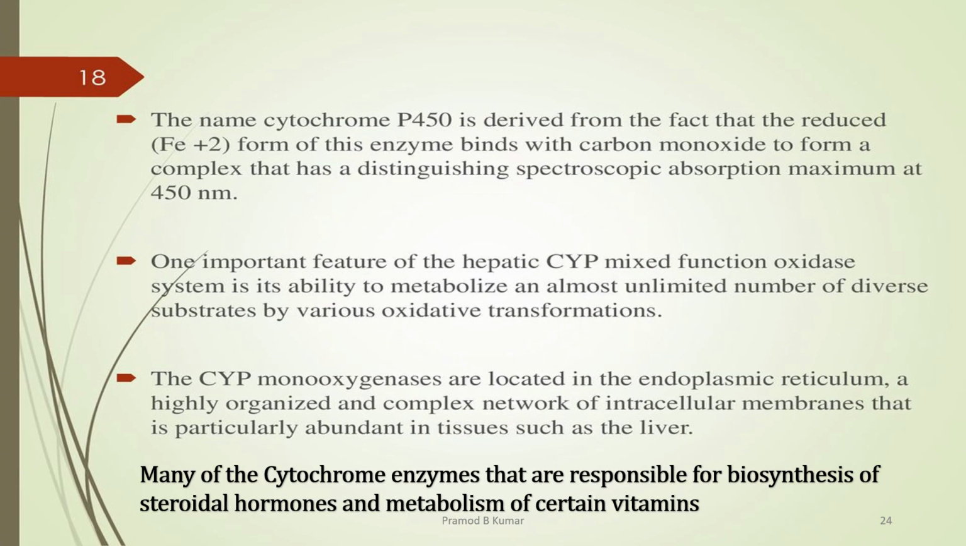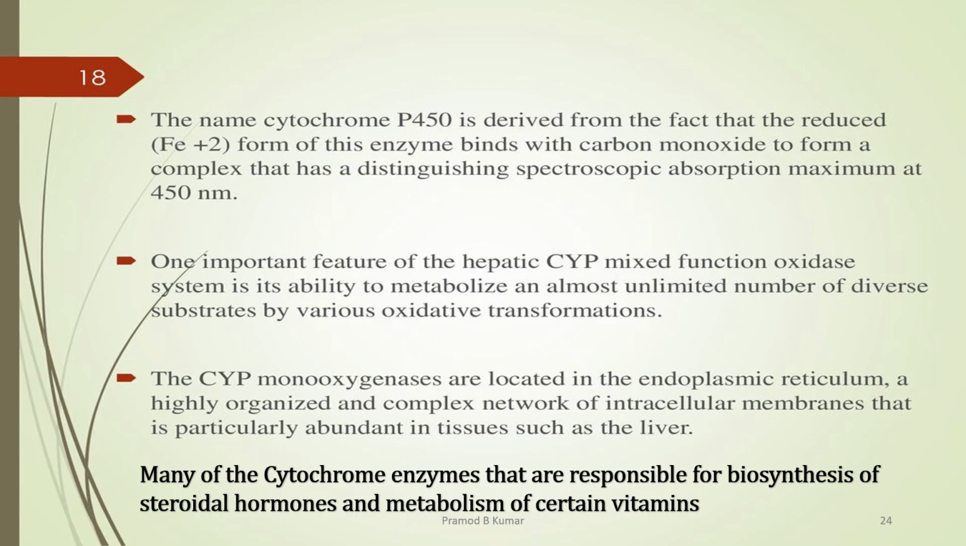So why that name cytochrome P450? Why has that P450 come? During this reaction, the reduced Fe+2 form of this enzyme binds with carbon monoxide to form a complex which is distinguished spectroscopically, with an absorption maximum at 450. So this complex between Fe+2, that is ferrous ion, and carbon monoxide gives a sharp absorption at 450. That's why it is known as cytochrome P450.